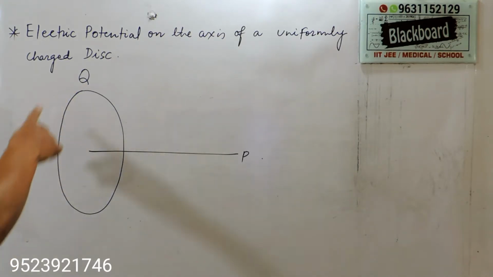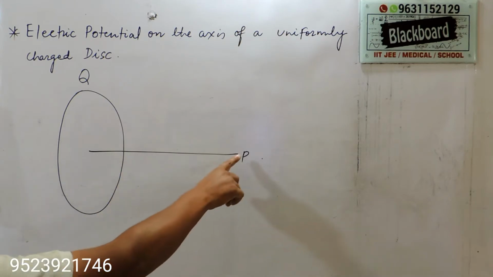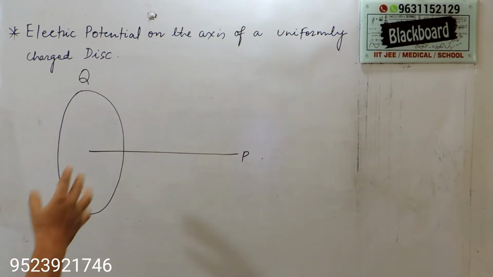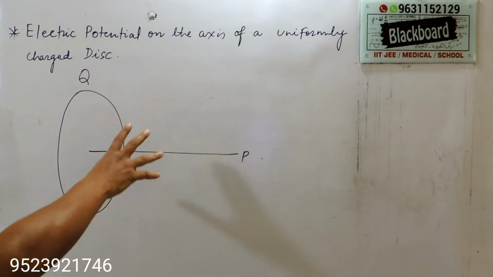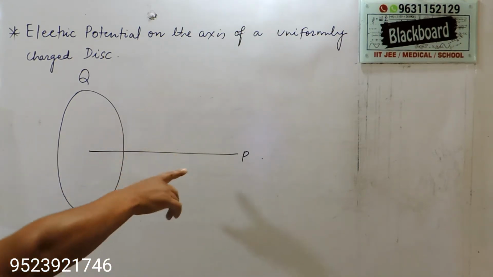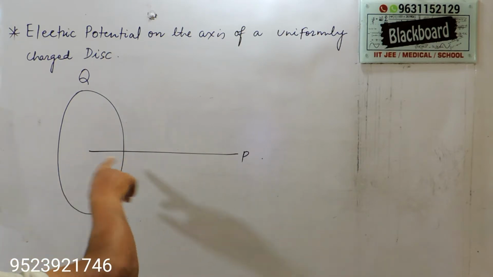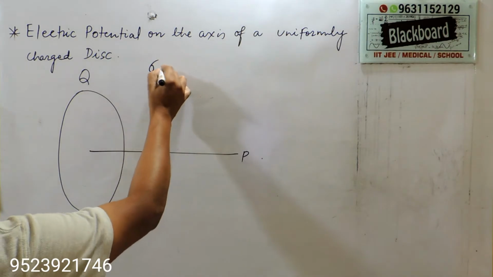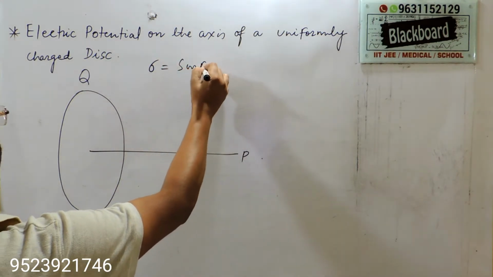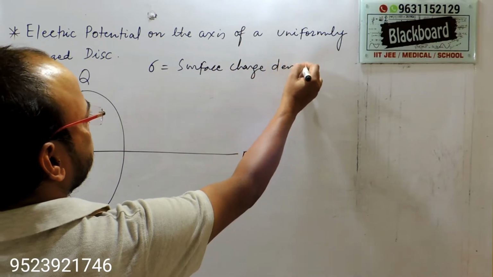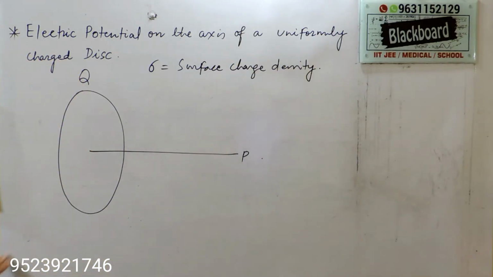Now let us see, this is the disc, and this is point P on the axis of this disc. Let us find the electric potential at any point P at a distance x on the uniformly charged circular disc having surface charge density sigma. Sigma is surface charge density. This is surface charge density.